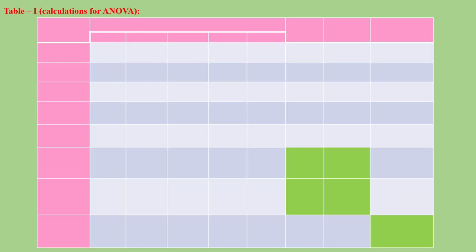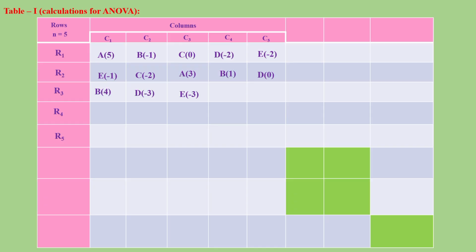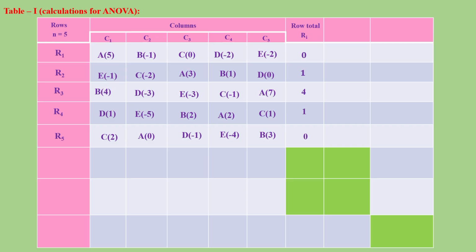Next, calculation for ANOVA. So rows R1, R2, R3, R4, R5, and columns C1, C2, C3, C4, C5. Write the revised data here, from the previous table, right? Then first find the row total, so add the row numbers. First row numbers: 5, minus 1, 0, minus 2, minus 2, which is 0. Second one is 1, 4, 1, 0.